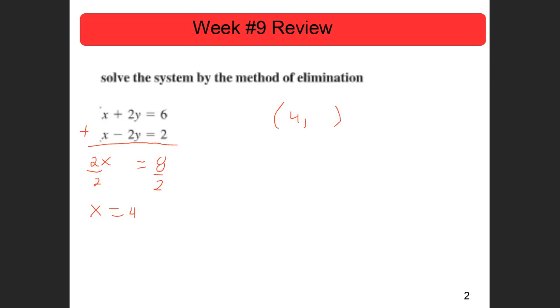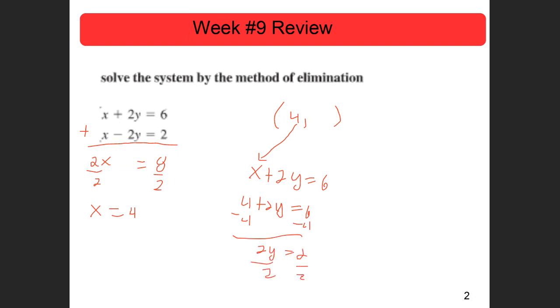I have my x value. To get my y value, I just take one of my original equations, and I'm going to plug 4 in for the x value. So that's going to be 4 plus 2y is equal to 6. I'm going to subtract off 4 from both sides. So 2y is equal to 2. Divide through by 2. Y is equal to 1. So my solution is 4, 1.